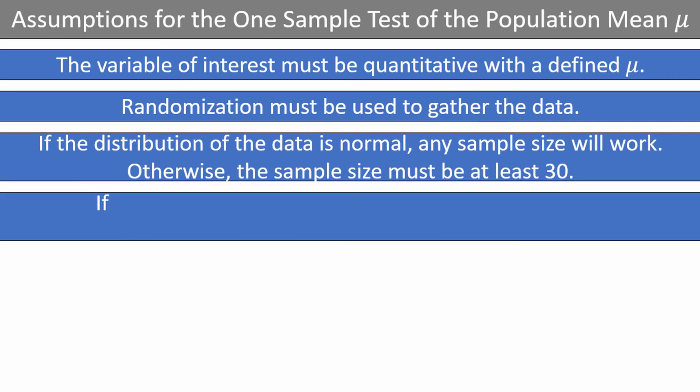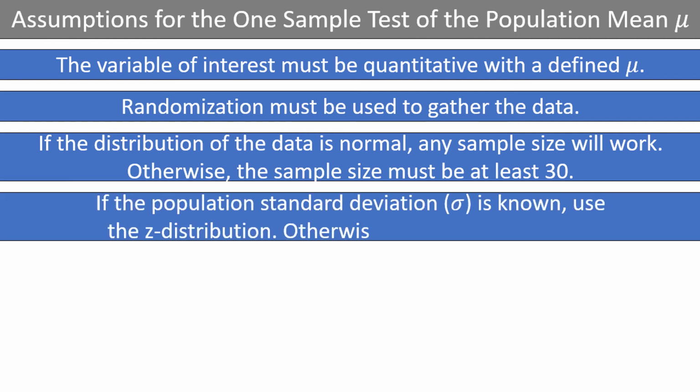Finally, if the population standard deviation is known, which is typically not the case, we will use the z-distribution. If the population standard deviation is unknown, which is more common, we will use the t-distribution. Some instructors opt to always use the t-distribution to emphasize that the population standard deviation is so unlikely to be known. We will check these assumptions as part of our first step in the hypothesis test.